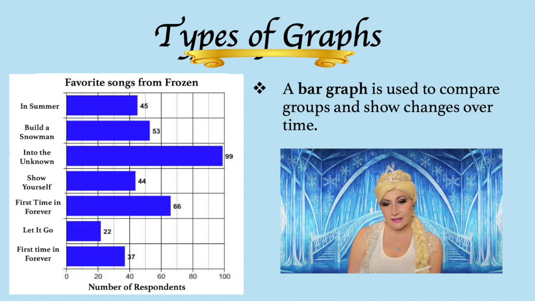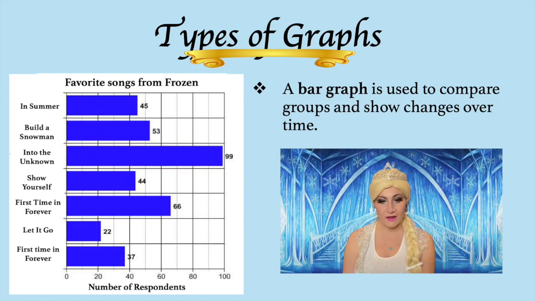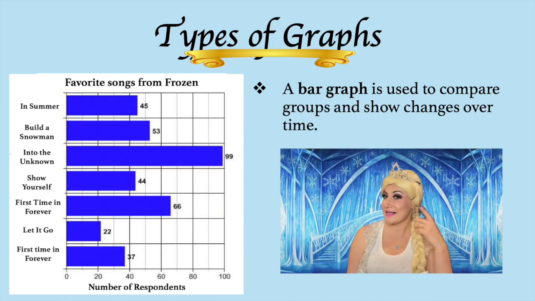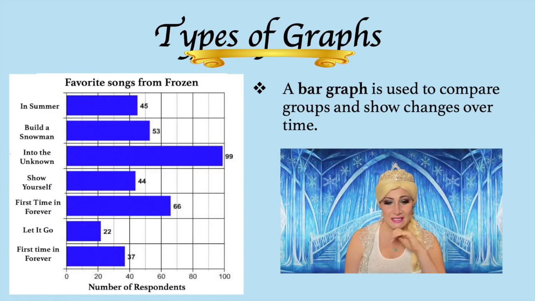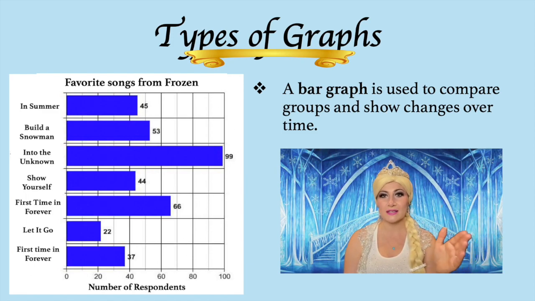We have "In Summer," Olaf's song. We have "Do You Want to Build a Snowman?" "Into the Unknown." Wow, that has almost 100 respondents who say that's their favorite song. Not really a surprise because it came out in my second movie, which was definitely a little bit different from the first Frozen. We can see that poor "Let It Go" has been so played out that it has become everyone's least favorite song. However, the point of all of this is that a bar graph can show us how many people prefer which type of song.